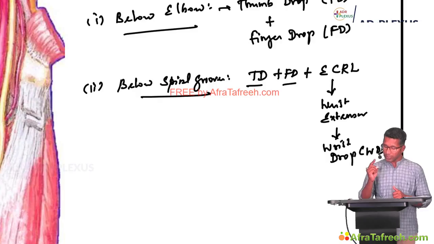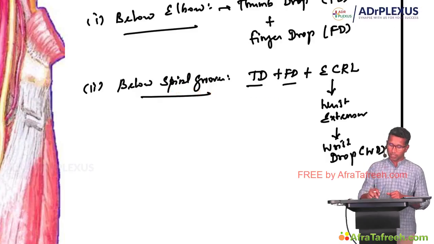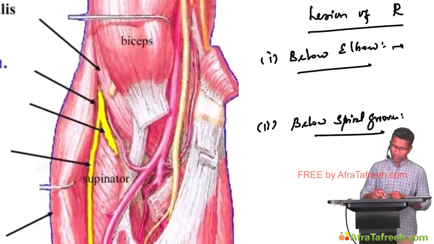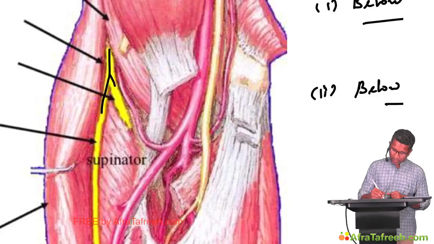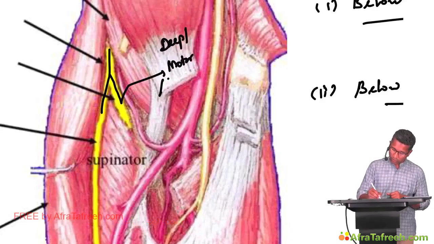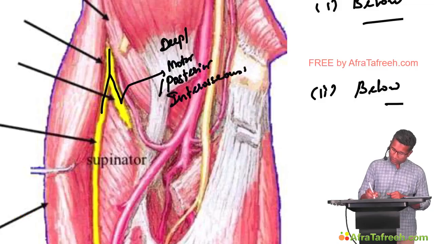Also guys, please remember, the radial nerve divides into two branches in the cubital fossa. One is the superficial branch, another one is the deep branch. This deep branch is the motor branch, which is also called the posterior interosseous nerve.